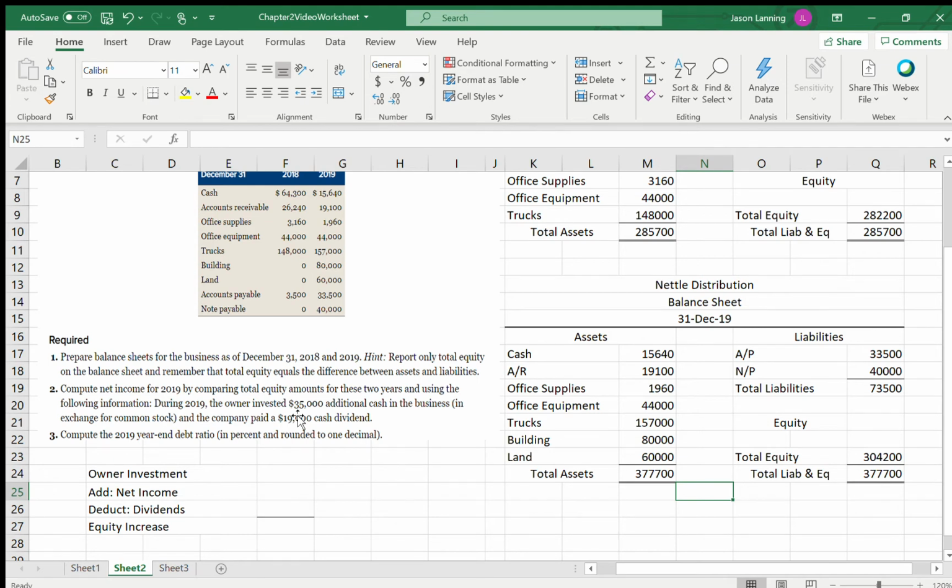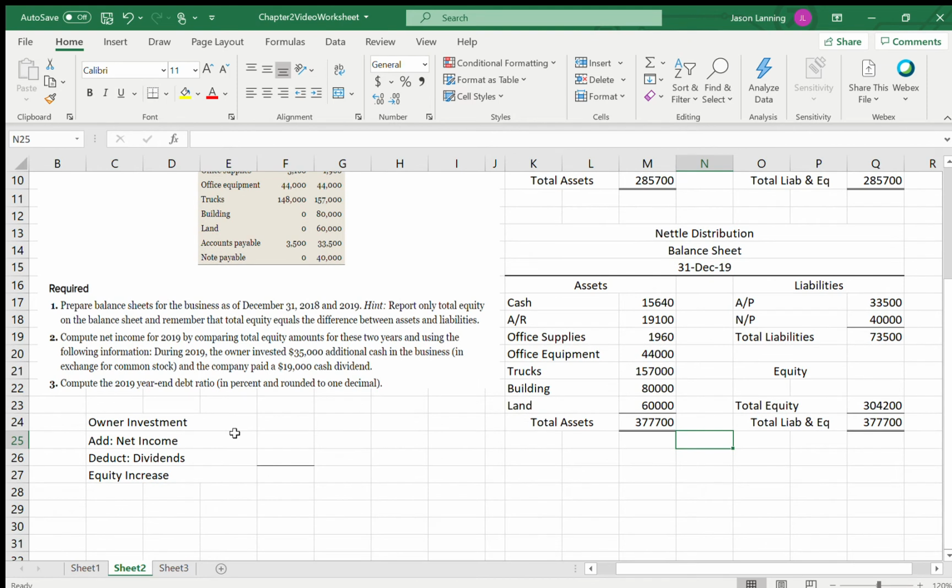All right. Now, the second part says compute net income for 2019 by comparing total equity amounts for these 2 years and using the following information. During 2019, the owner invested $35,000 additional cash in the business in exchange for common stock, and the company paid a $19,000 cash dividend. So the owner put $35,000 in. We know we have that, $35,000. We have to add net income. We don't know what this is. This is our big question mark. We know dividends that were paid. We paid $19,000 in dividends. I'm going to put that in as a negative sign right now.